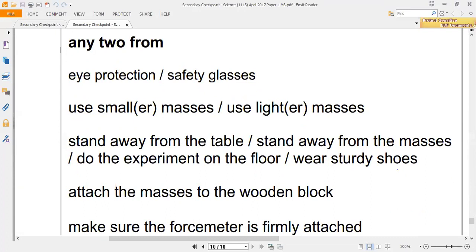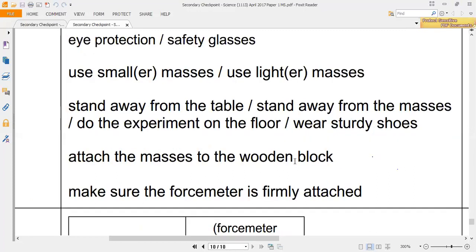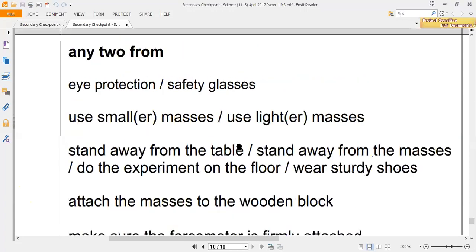If you say eye protection or safety glasses or even eye goggles, okay. Use smaller masses also will be okay. If you are also saying stand away from the table, stand away from the masses, or do the experiment on the floor, or even wear safety shoes, okay. Attach the masses to the wooden block. Make sure the force meter is firmly attached. All of those are accepted, okay.